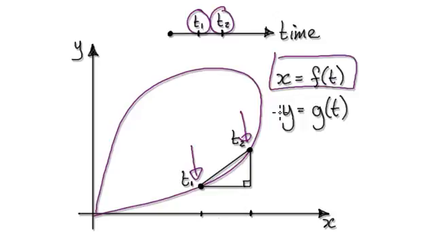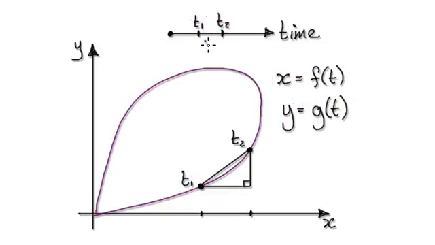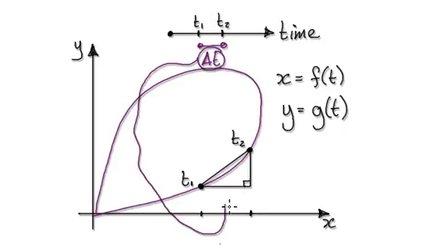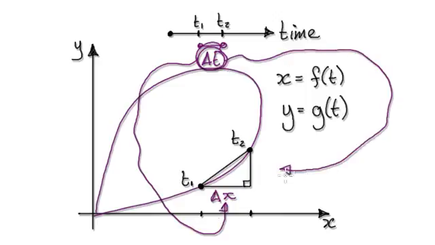Because of the nature of parametric equations, for any given time, we can always find the x-coordinate, and we can always find the y-coordinate. So in parametric form, a small change in time, that's from here to here, would result in a small change in the x direction. A small change in time would also result in a small change in the y direction.